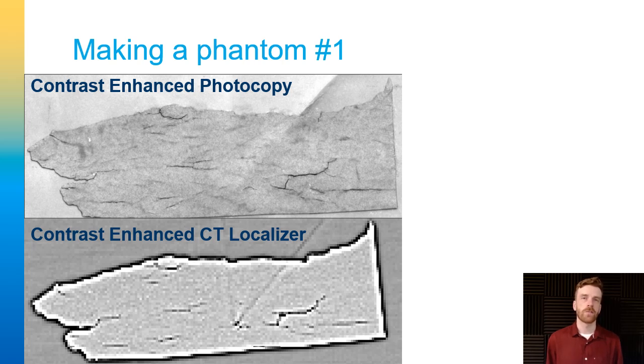Here you can see a photocopy scan and a CT localizer scan. Both have been windowed and leveled to show as much detail as possible, another advantage of using CT localizers. I wasn't convinced that I could see the plastic deformation on the CT image, so I decided to make another phantom.